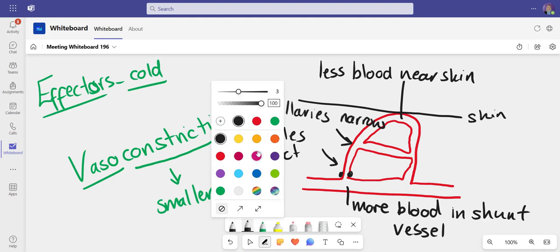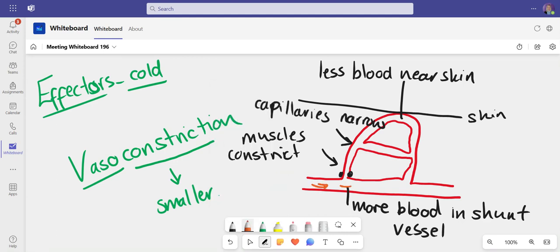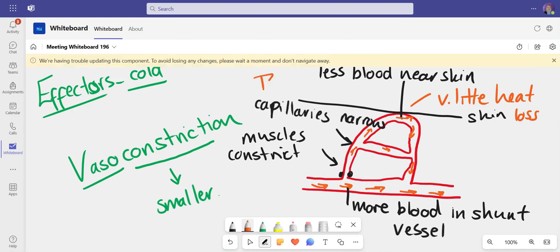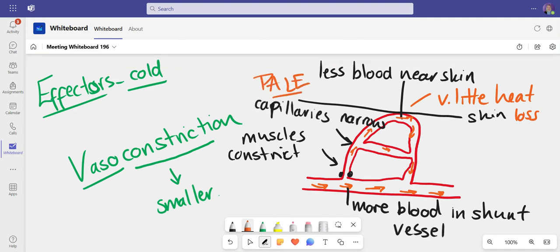So if we draw the blood in, we're going to have lots of blood going this way and hardly any blood going this way. All right, which means we're going to hardly have any heat loss. Very little heat loss out through the skin because there's not very much of our warm blood next to the skin. Your skin is going to look very pale. In vasodilation, I should have said your skin is going to look really red. All right, whereas your skin is going to look really pale when you're cold.